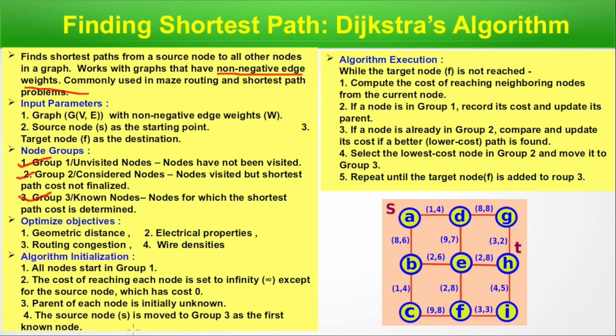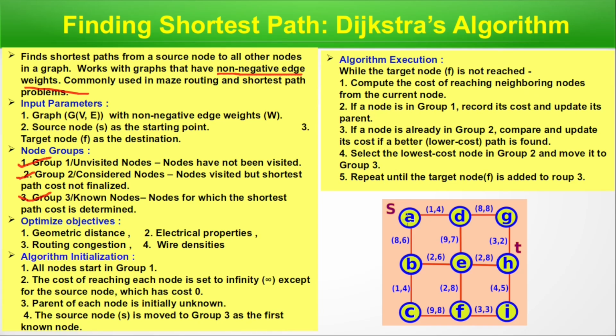The source node is moved to group 3 as the first known node. Its value is set to 0 and its cost is known. So we will first move it to the third group, that is, known nodes. From there, we will start solving the problem. In the algorithm execution, while the target node F is not reached, compute the cost of reaching neighboring nodes from the current node.